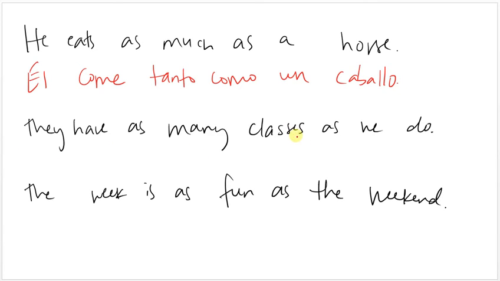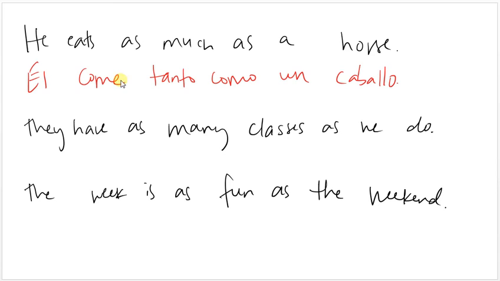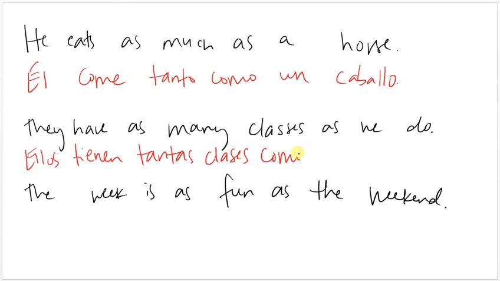Okay, they have as many classes as we do. I'm comparing a noun here, so that means that I'm going to want to use the tanto, tanta, tantos, tantas, if I'm comparing a noun, and it's going to have to match in number and gender. So if I'm going to say they have as many classes as we do, I would say ellos tienen tantas clases como nosotros. Clases is feminine and plural, which means tantas is going to have to be feminine and plural as well. They have as many classes as we do.